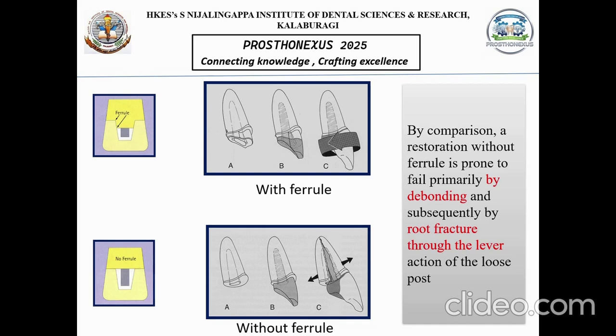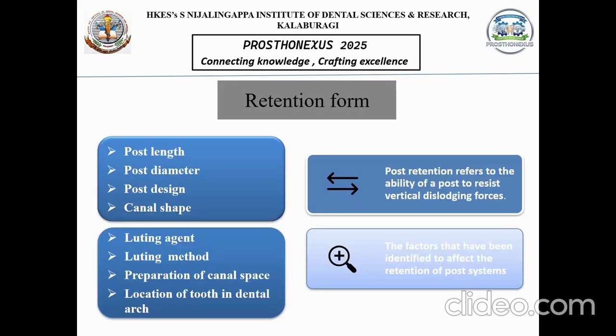Now, what happens if we do not give a ferrule, or what happens when we give a ferrule? When we compare both, a restoration without ferrule is always prone to failure, primarily by debonding and subsequently by root fracture through lever action of the retention form. Now, retention form basically depends on the post length, post diameter, post design, canal shape, luting agents, luting methods, preparation of canal space, and location of the tooth in the arch.